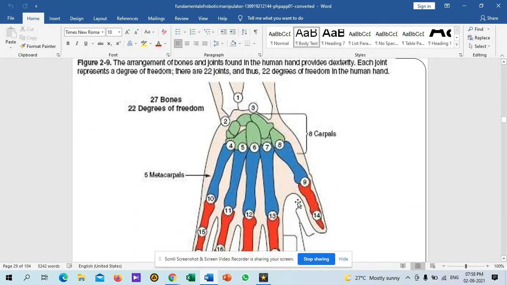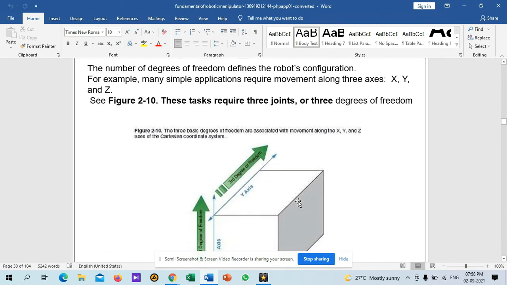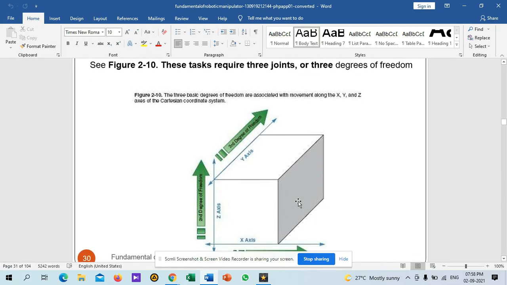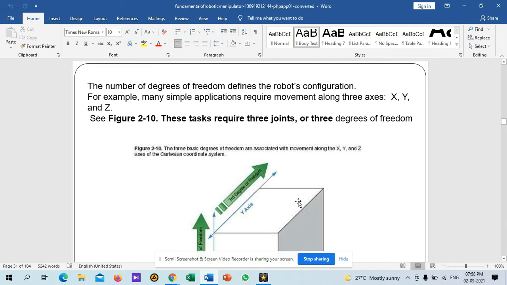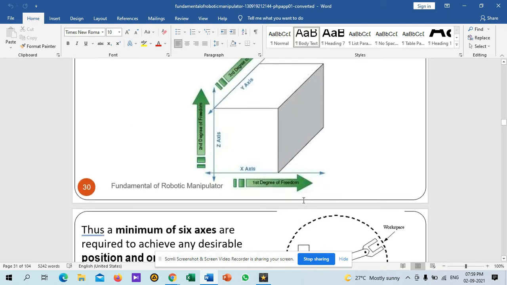So this is a human arm. Already we discussed it in the first video. Here are the three coordinates, x, y, z. The number of degrees of freedom defines the robot's configuration. For example, many simple applications require movement along three axes: x, y, z, right? So these are the x, y, z coordinates. The first degree of freedom, the second degree of freedom and the third degree of freedom. The first degree of freedom is the x-axis, the second is the z-axis and the third is the y-axis, right?